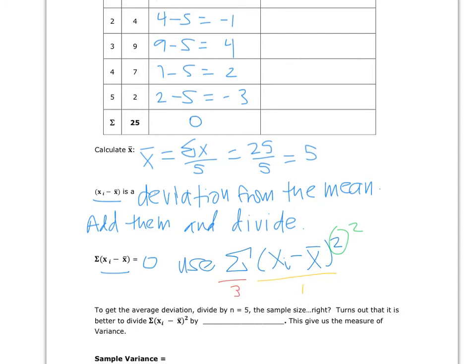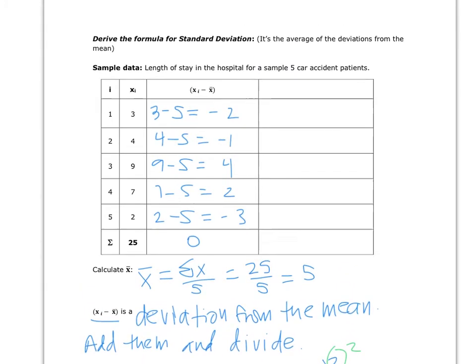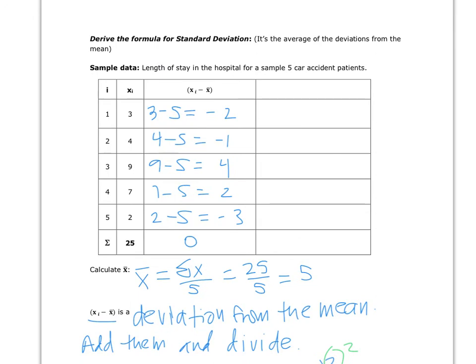Okay, so let's go back up to our table and calculate these squared deviations. So what we're looking at is the x sub i minus x bar squared. Well, we already have the xi minus x bar, so we just need to square that. So we're going to have a negative 2 squared. Now remember, when you square a negative, you're always going to get a positive.